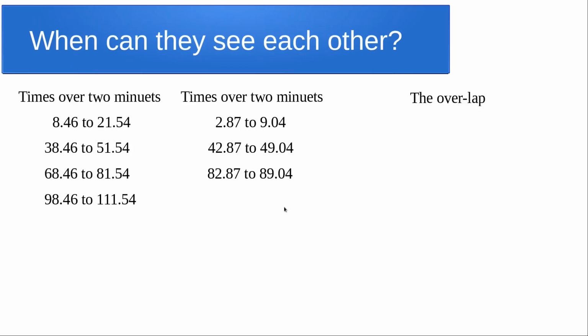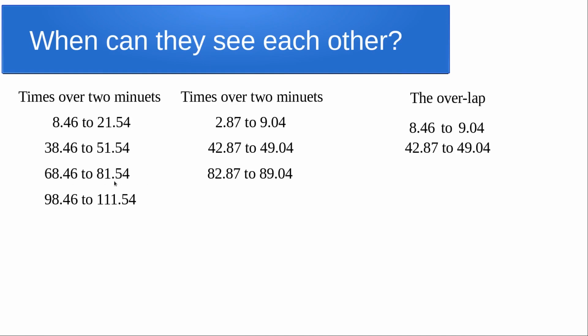Okay, so when can they see each other? So what we're going to do is look for overlaps in the time. So if we look at, is there an overlap between, well, in fact, better starting here, between 2.87 and 9.04? Yes, there's an overlap between these, and the overlap starts at 8.46 and will end at 9.04. What about within this time frame here? Yep, that is because that 42 is within this time, the 49 is within this time. So definitely there's an overlap of all of that time.